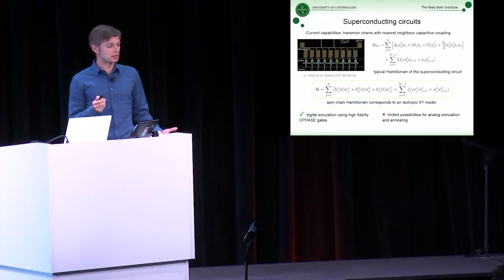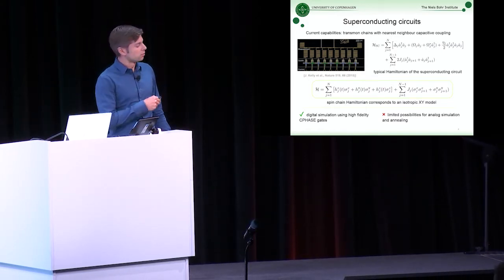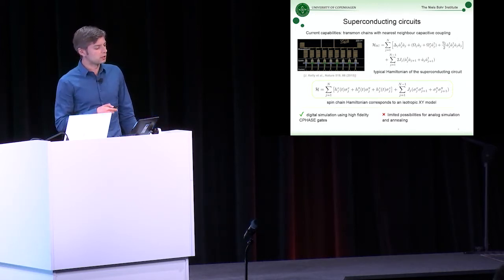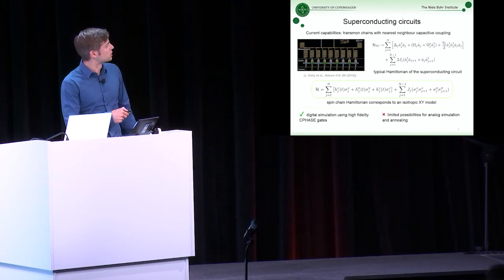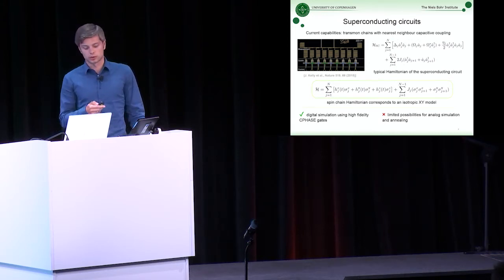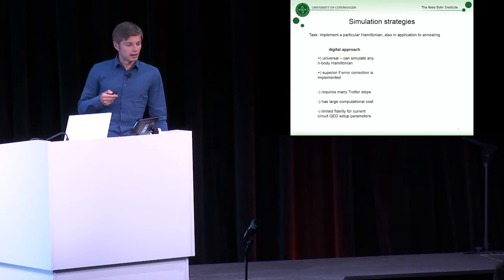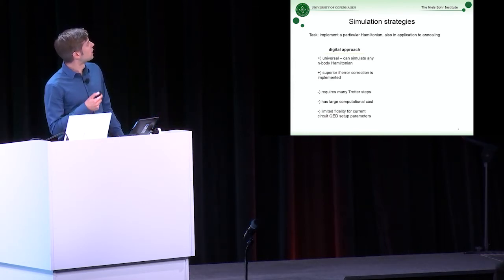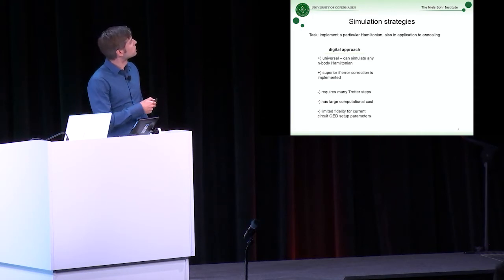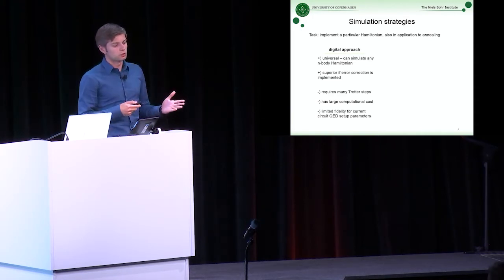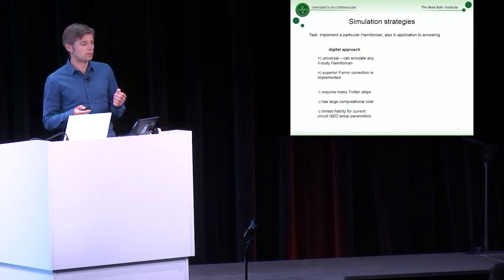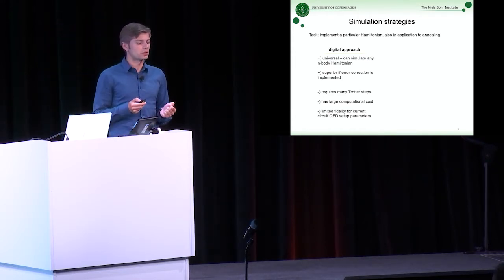And that, of course, can be used to demonstrate digital simulation with high-fidelity C-phase gates. However, it has limited possibilities for analog simulation. So this is just a single point in the parameter space. Using this Hamiltonian, you can simulate something digitally, and it was shown to be universal. Of course, it will be superior if we implement quantum error correction.